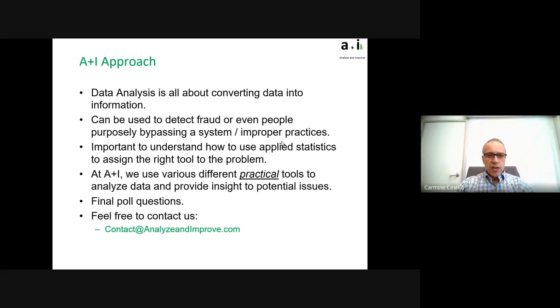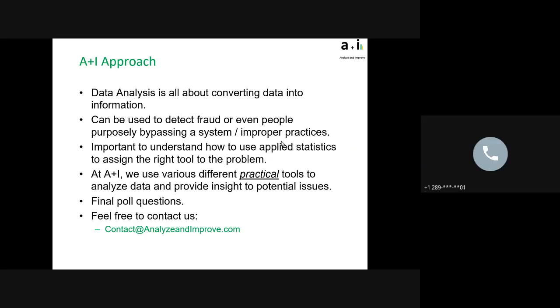We're right on schedule. The idea here is, if you look at it as a big picture, data analysis is really all about converting data into information. And this is a very classic example, especially when you look at things like invoices, POs, financial information, stock transactions. There's usually so much data, many streams and rows and columns, if you think of it. So there are a lot of things we can look at and convert to information. You can use it to detect fraud or even people purposely bypassing the system.